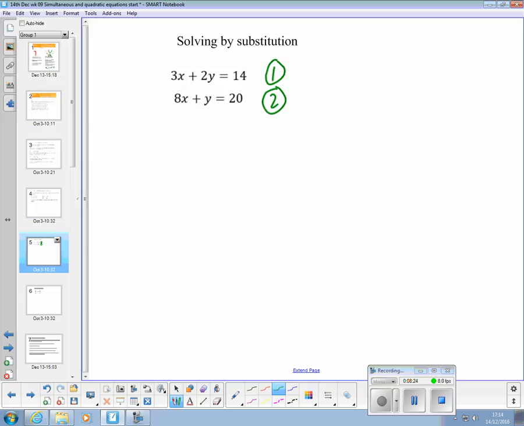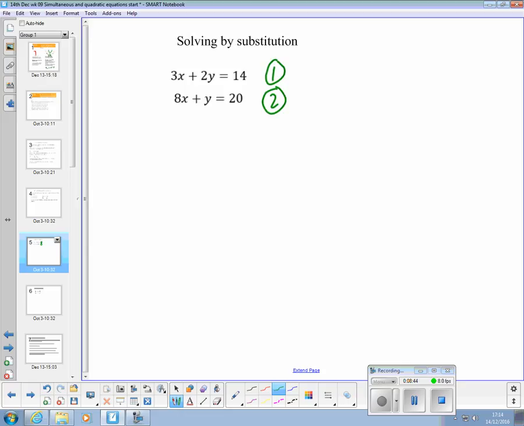Someone's saying 1. Why were you saying 1? Why are you saying 2? Yeah, that's why I would pick 2, because y is already on its own. It hasn't got a number, a coefficient in front of it.